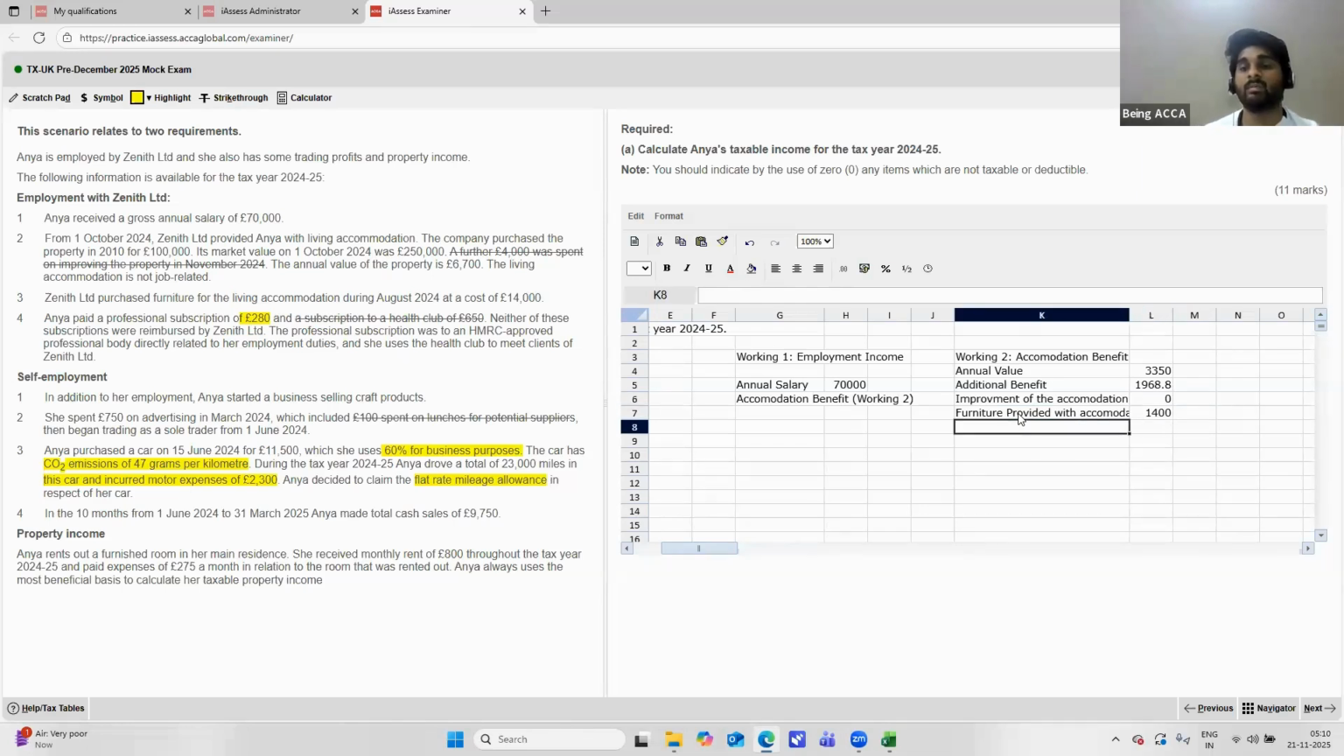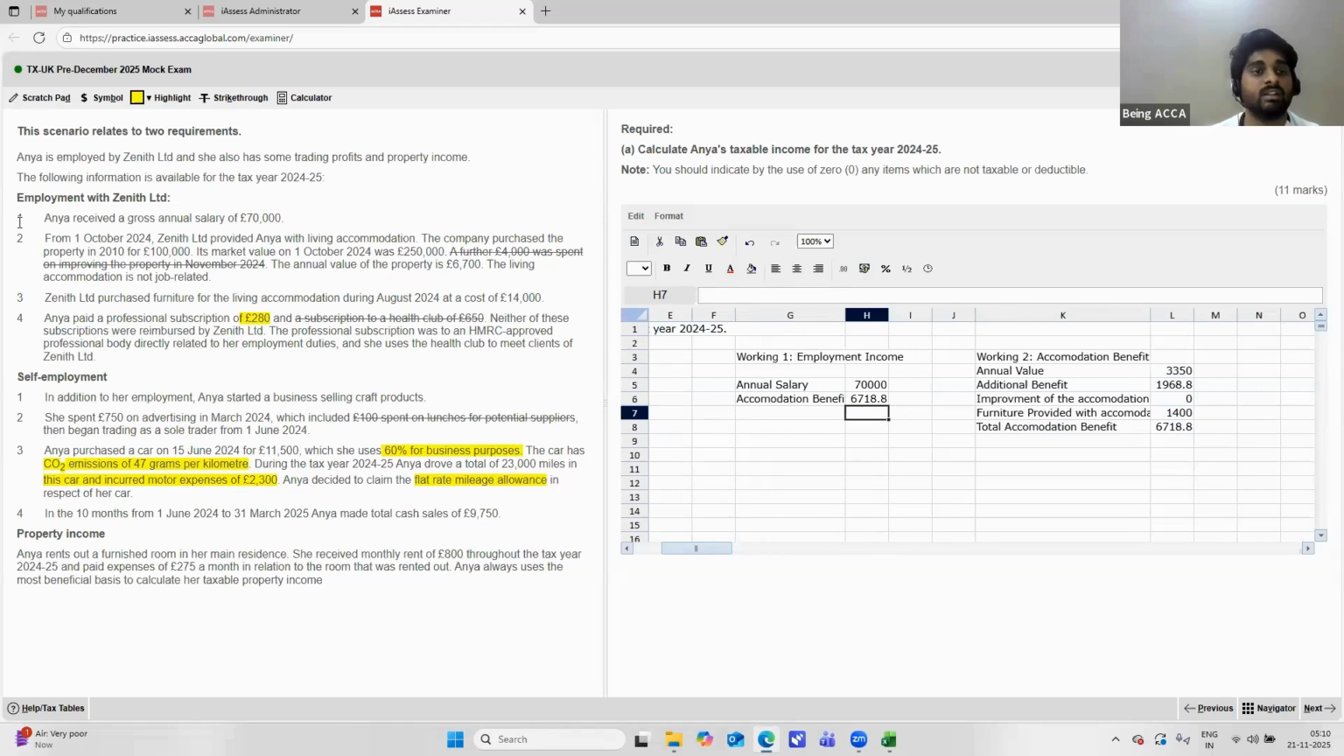So now with this, we have completed the total computation of the accommodation benefit. Total accommodation benefit would now be equal to the sum total of all of these, making it a total of 6718.8. So you can directly take it here, is equal to 6718.8. Accommodation benefit has also been considered. Now this is done, and this is done.